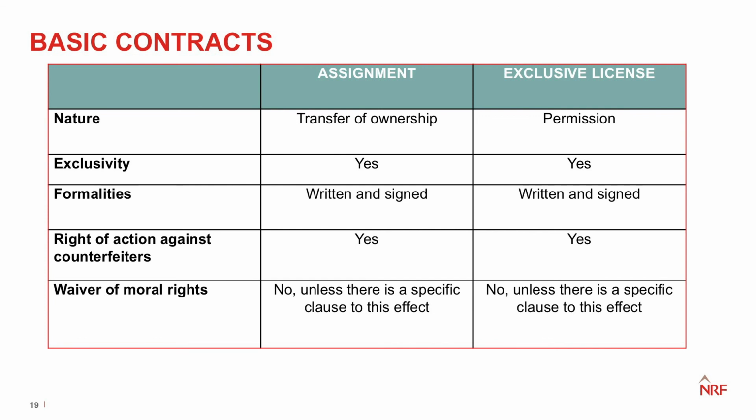Just a quick overview on some basic contracts. I think there's two really basic contracts that you need to know exist: the assignment, which is the transfer of ownership, and the exclusive license. Know that licenses can be exclusive or not exclusive, but for the purposes of our discussion we'll look at exclusive licenses. The important difference between an assignment and a license is that with an assignment, you're giving away your rights, versus a license, you're still the owner of the copyright. You're just giving people permission to use it. So think of it more as a rental arrangement, kind of.